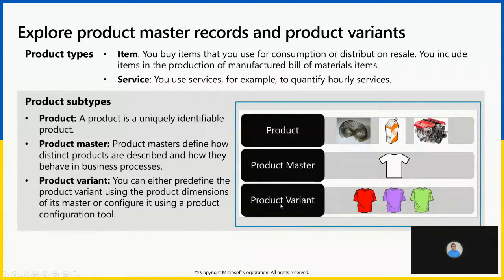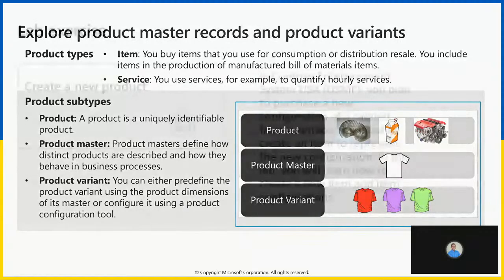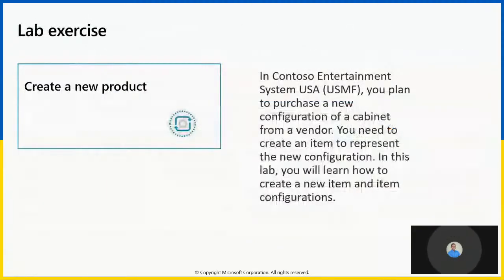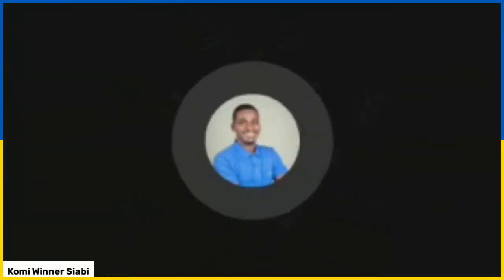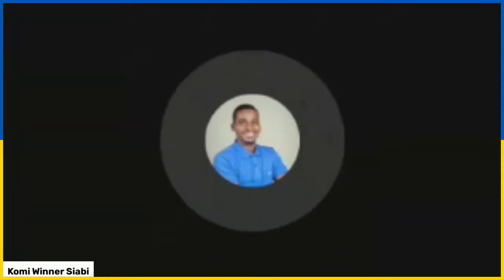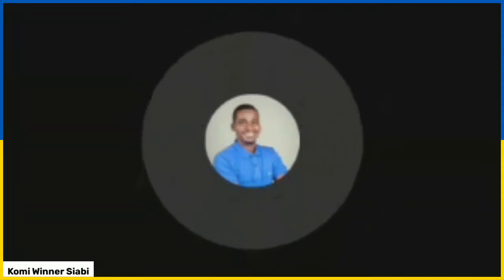If I am an organization that deals with product variants, the ideal thing to do is to firstly create a product master, and once this is created, I can then define my product variants using things like the color, the size, and other configuration tools. All right, so let's see how we can relate this on the system. So we're moving to the ERP, and we can explore product masters and product variants in Dynamics 365. So I'm sharing my screen again.